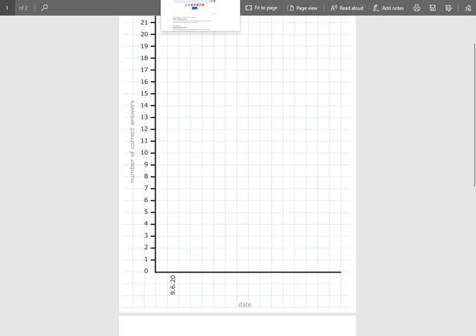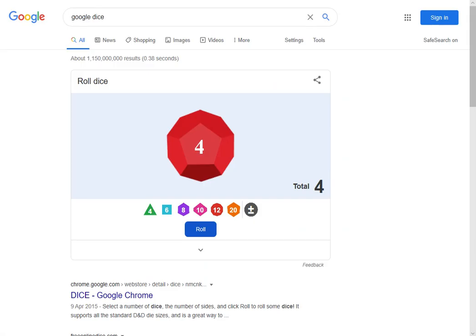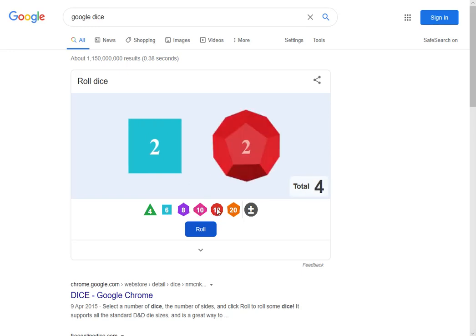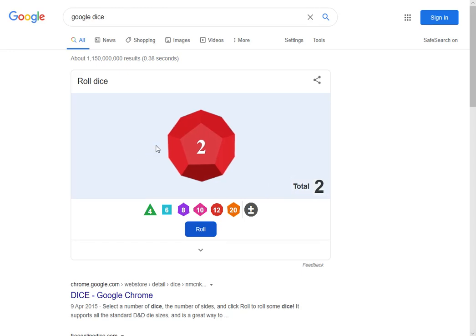First of all, if you Google the words Google dice, this comes up. Google makes a set of dice. It probably will come up like that. Now we don't want that, it's a 6-sided dice. We don't want that one. We want the 12-sided dice. So I'm going to click on the 12 here, and I don't want this 6-sided dice, this cube. So I'm going to click on it, and it goes away.